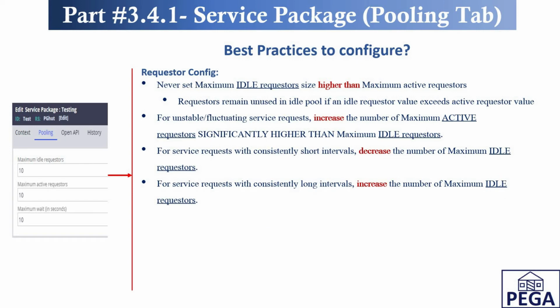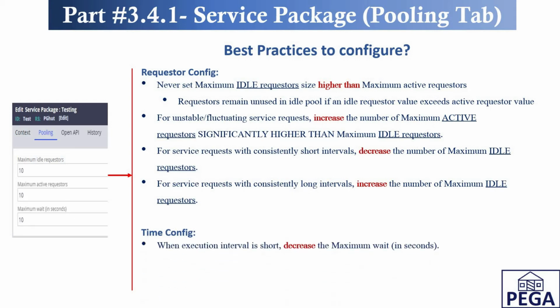Now the next thing is, for service requests with consistently long interval time, increase the number of maximum idle requesters. That means, let's say you have a big delivery to be done, and it takes a lot of time for a request to finish. That means you need to have more idle requesters, so that if the active requester takes a little more time, somebody is there to take another request and process it. So you need to increase the idle number of requesters over here.